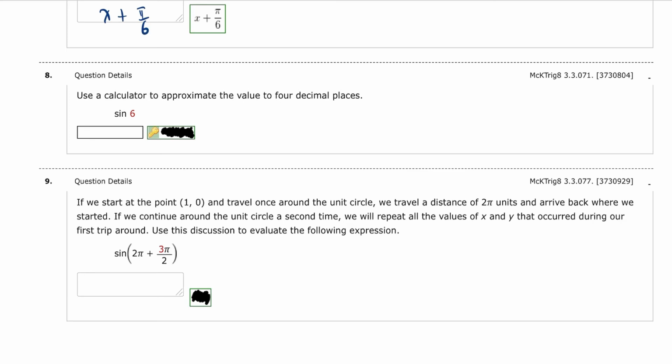Use a calculator to approximate the value to 4 decimal places. Notice there's no degree symbol here. Since there's no degrees, you need to be in radians. So change your calculator to be in radian mode. Once you're in radian mode, then you can just enter the sine of the value, which is equal to negative 0.2, and they want 4 decimal places, so 2794 would be the answer that I get on my calculator.